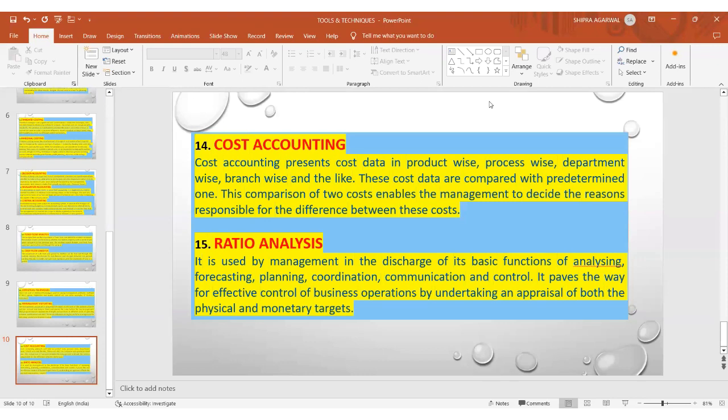So it will help us in analyzing, in forecasting, in planning, in coordinating, in communicating and controlling the overall activities of the organization. And it gives us a way for effective control of business operations by undertaking an appraisal of both the physical and monetary targets. Because until and unless you do this ratio analysis, you will not come to know what are your strengths, your weakness, your opportunities, your threats, what your competitor is doing, how far are you from your competitor, and what exactly is your situation with respect to the previous year. Right. So all these things are actually required for your further growth and planning.